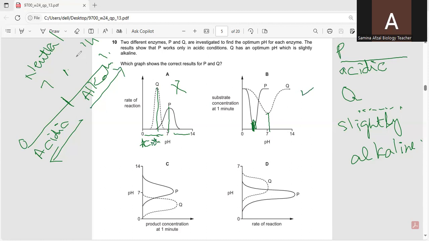In C, pH is an independent value which should be on the x-axis and should not be on the y-axis, so this graph is not correct. Again, option D is not correct because they have taken the pH on the y-axis. pH is an independent value. So according to this, B is the correct option, and A, C, and D are not correct graphs.